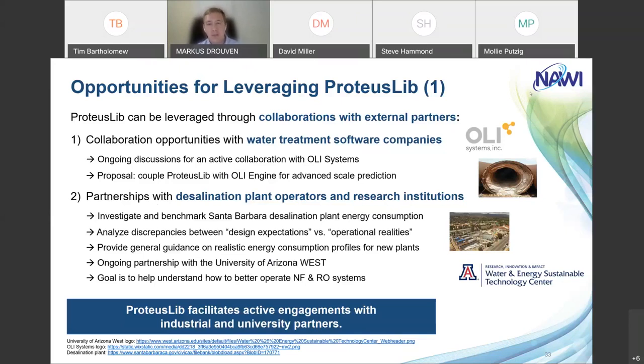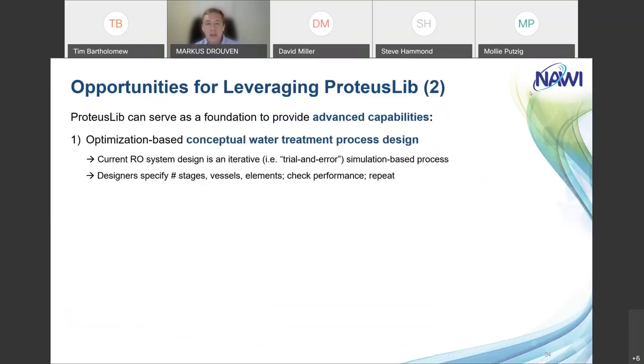Now, aside from using ProteusLib for collaborations, we see opportunities to use it as a foundation to provide new and advanced capabilities. So let me give you some examples of what we're talking about here. One area that we're excited about is using the framework to improve the way that we design water treatment processes conceptually. And what I'll speak to here is the RO design process as one example of that. The current design process for RO systems is fairly iterative in nature. It basically comes down to an experienced designer speculating or specifying how many stages they want to include, how many vessels they're operating in parallel, and how many membrane elements those vessels should include.